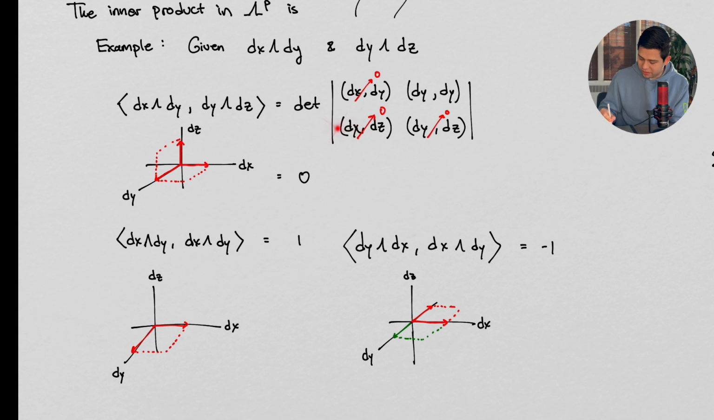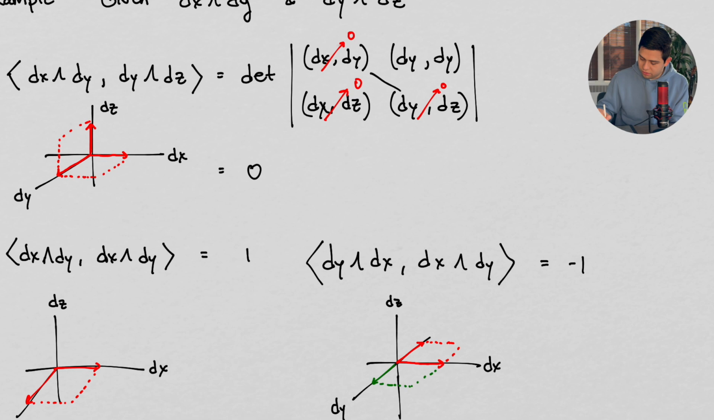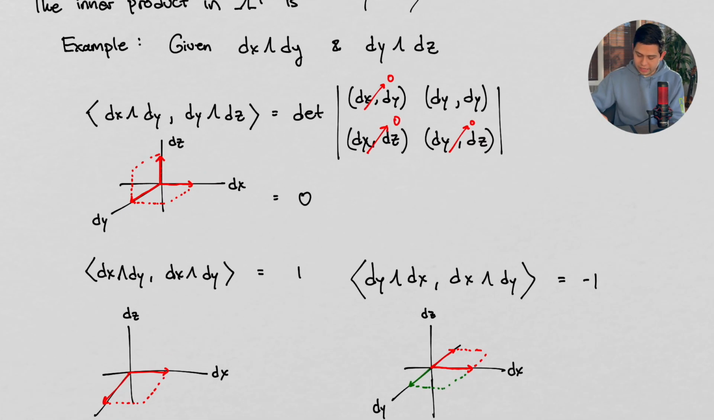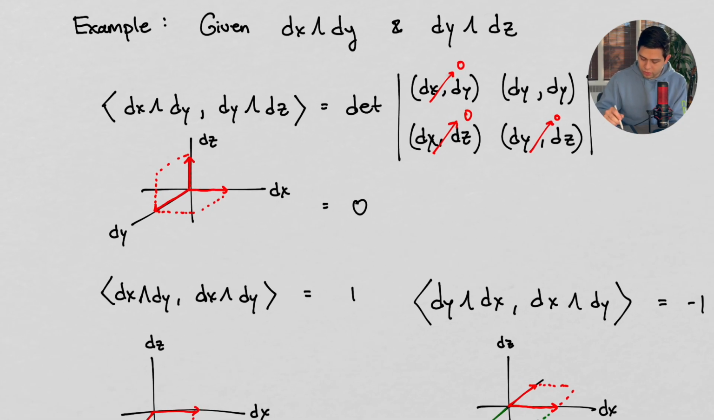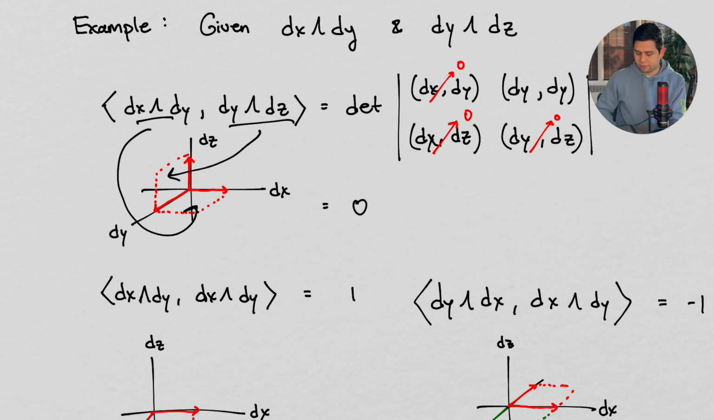The inner product between dx and dy is 0, because they're orthogonal to each other. The inner product of dy dz is 0, and of dx dz as well, because those are all orthogonal to each other. The only one here that is 1 is the diagonal one. So the determinant is 0 minus 0, because we have this 0 in the off diagonal. That's just going to be 0. We can think of these as areas: when we wedge dx dy, that's this area, and when we wedge dy dz, that's this one.